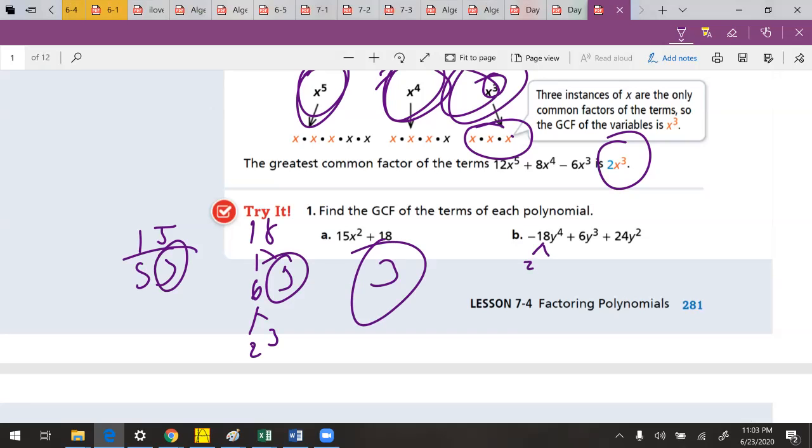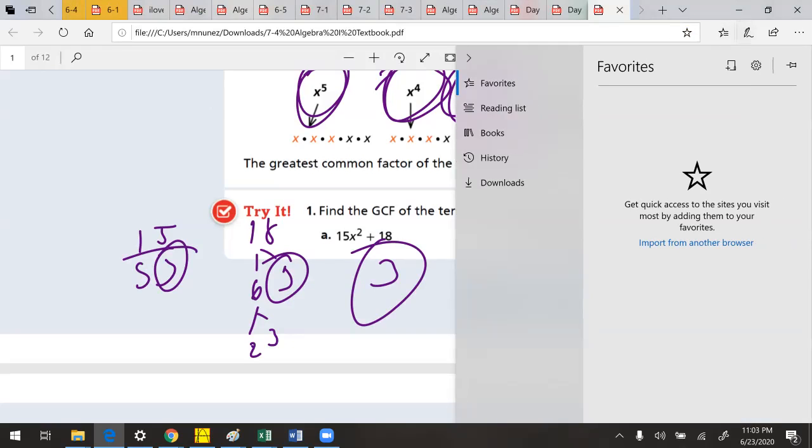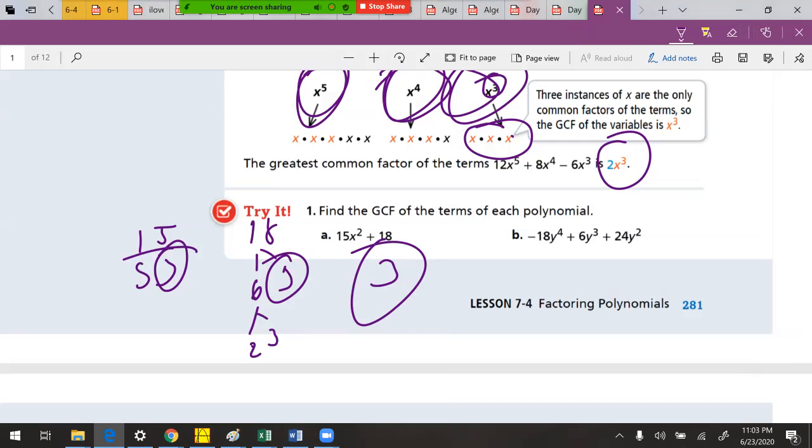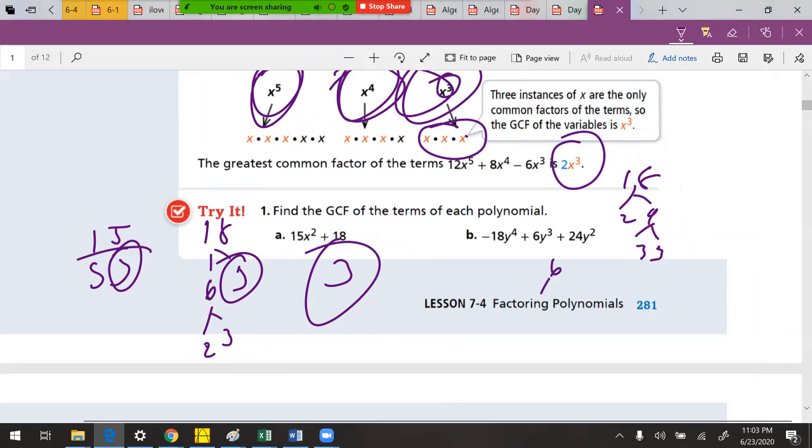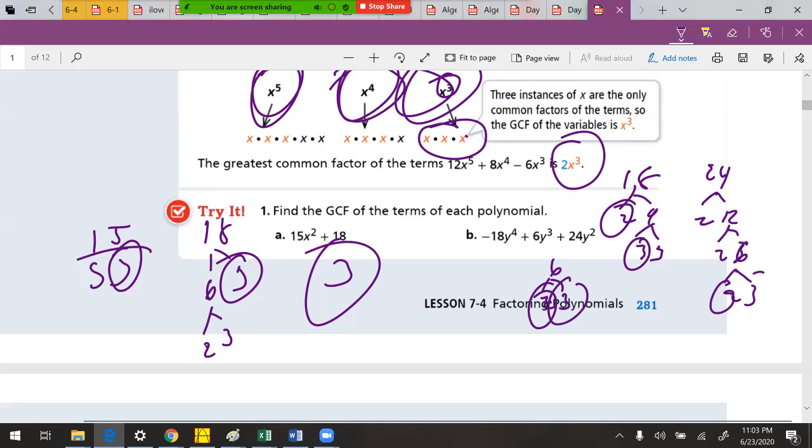18, well, let's talk about the numbers first, okay? 18, 2 and 9, and then 3 and 3. Let's talk about 6. 6, 2 and 3, and then 24. 2 and 12, 2 and 3. 2 and 6, 2 and 3. Okay, they for sure have a 2 in common. 1, 2 in common, 1, 3 in common. You multiply those together, this will be 6.